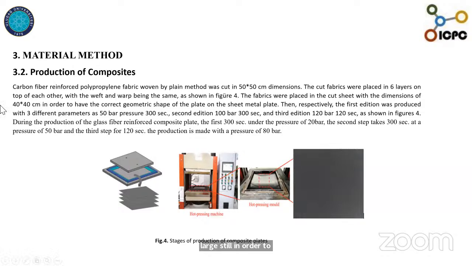Regarding the methods and also materials that have been applied, as I mentioned, we have the carbon fiber reinforced polypropylene fabric, which was woven by the plain weave, and also it was cut to 50 by 50 centimeters. Then we have six layers on top of each other, with the warp and weft side being the same, as you can see here in figure four.